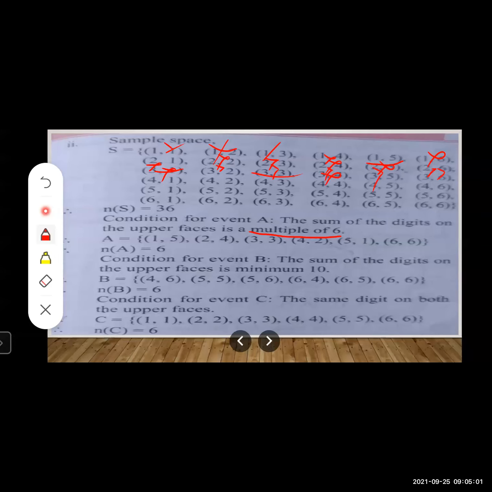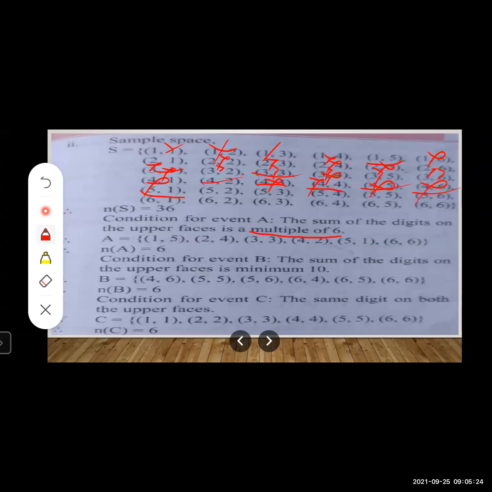Let us see the next line. 4 plus 2 is 6, which is a multiple of 6. 4 plus 3 is 7, 4 plus 4 is 8, 4 plus 5 is 9, and 4 plus 6 is 10. These are not multiples of 6.